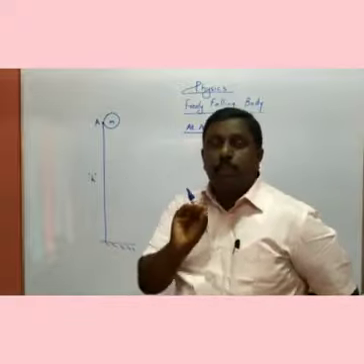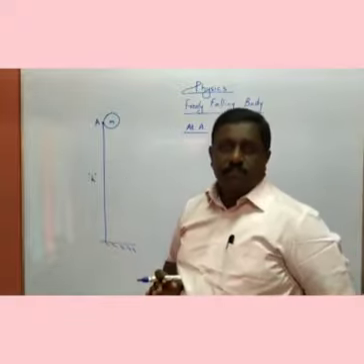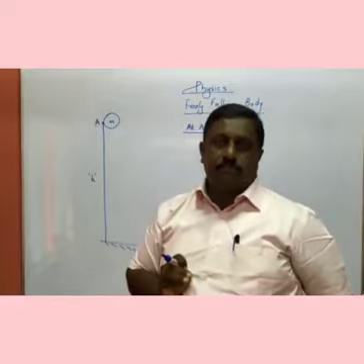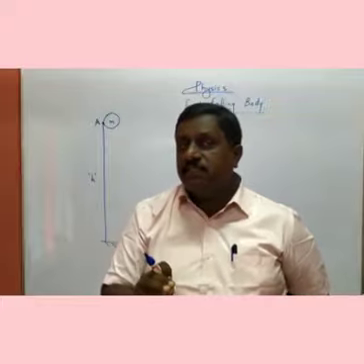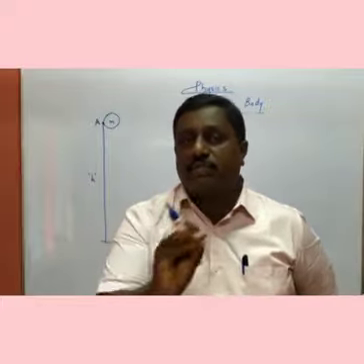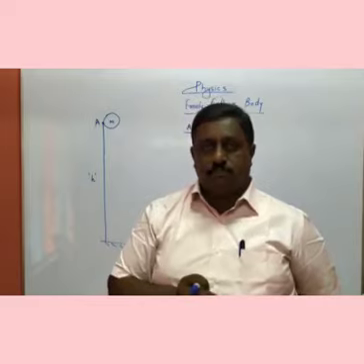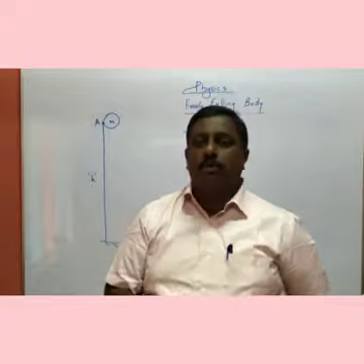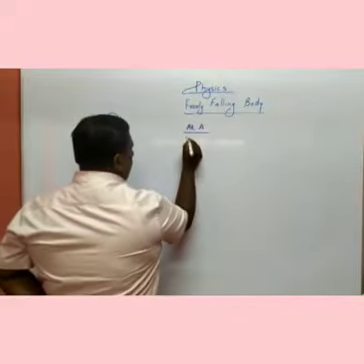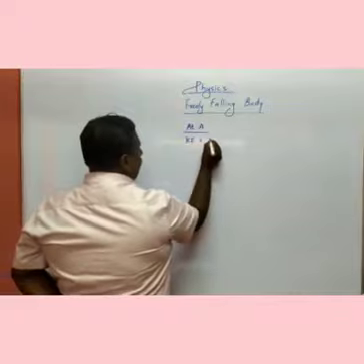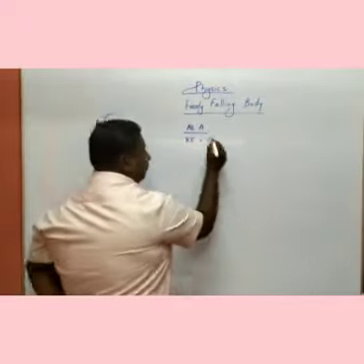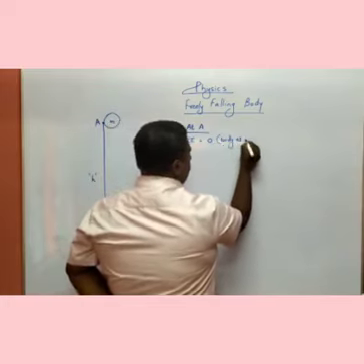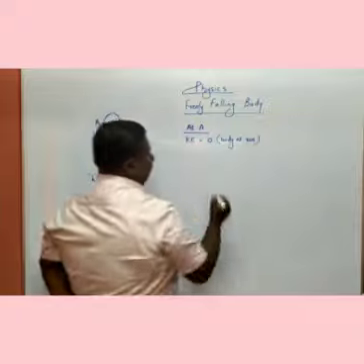At A, the body is not moving. That means the body is at rest. If a body is at rest, it possesses only potential energy. Okay? And kinetic energy is 0. So I will write at A, kinetic energy is equal to 0, because the body is at rest. Can you follow me?